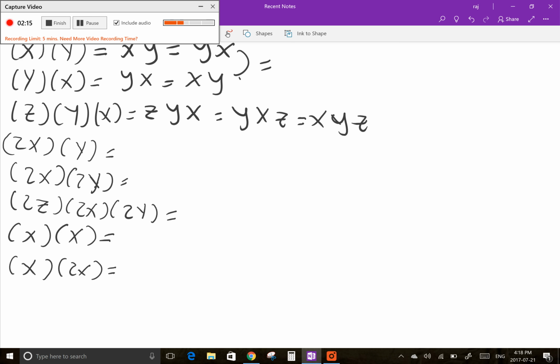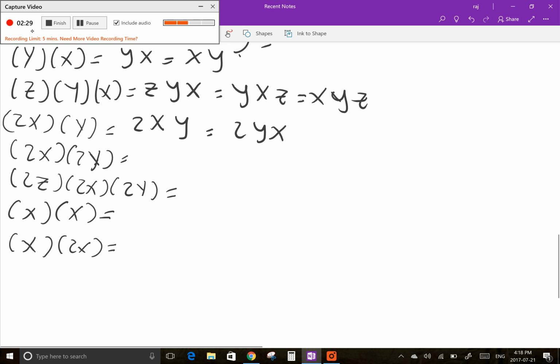Now 2x times y. So this is a little different. You have 2x here, so you're going to write 2xy. That's it. Or you can write this as 2yx. It's the same thing. Now we have 2x times 2y. So the 2's multiply, everything multiplies. So 2 multiplies with 2 becomes 4, and xy. So this is 4xy. You can also write this as 4yx. It's the same thing.